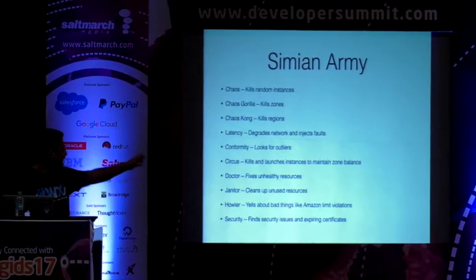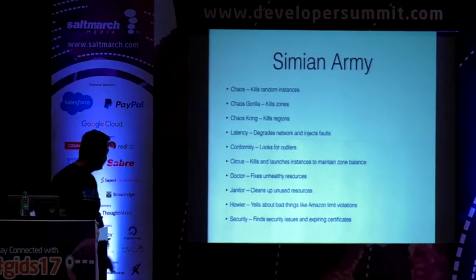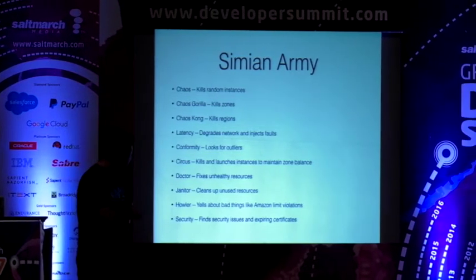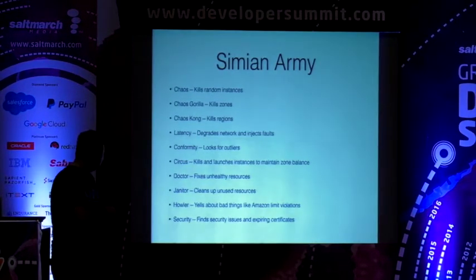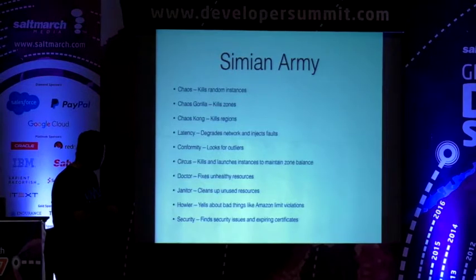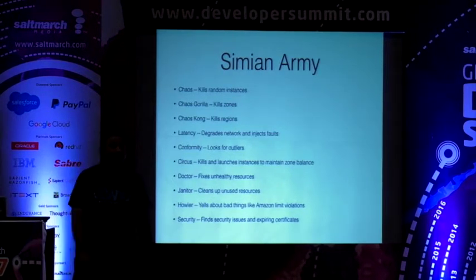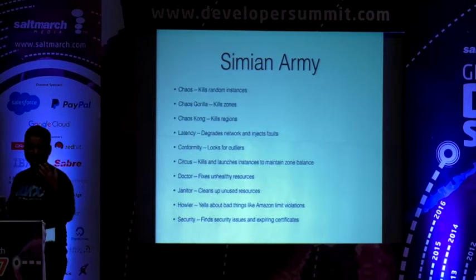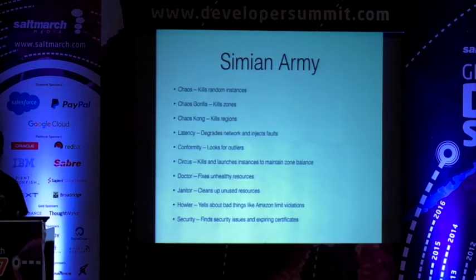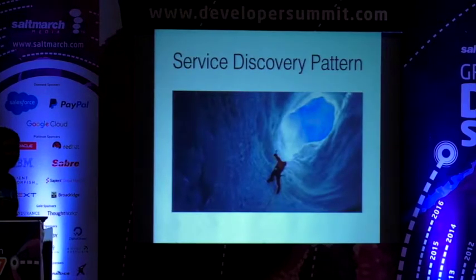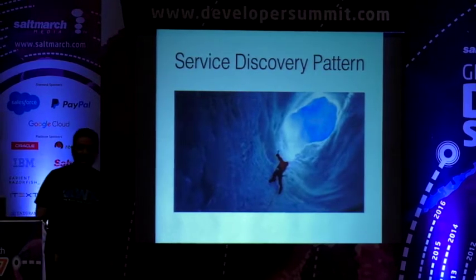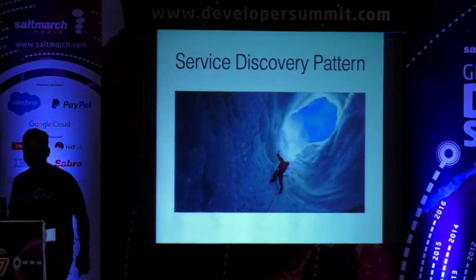And they had different ways of doing it. This is called Simian Army. And they have something, Doctor, which fixes unhealthy resources. They have something here called Conformity, which looks for outliers. Janitor, which cleans the unused resources. So you think about it, you want to build your own test strategy in place to really make this happen. Then comes the service discovery model, service discovery pattern.